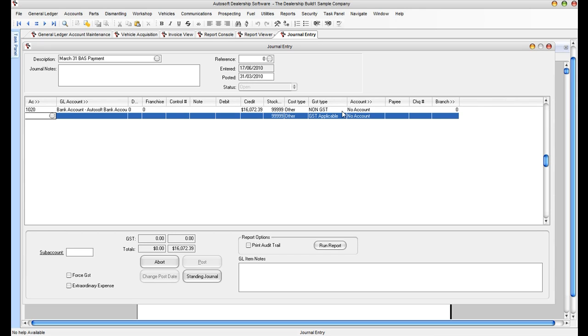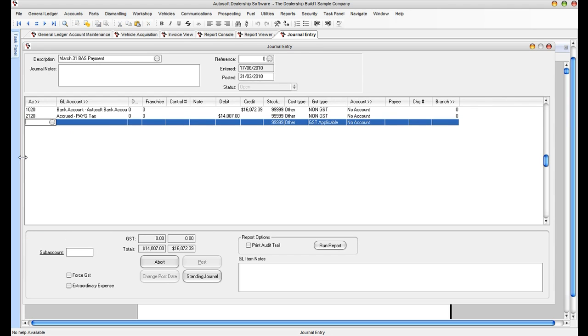Then on the PAYG payable account, which was 2120 if I recall correctly, I want to reduce that. So that's a credit balance at the moment. It's a payable in the system. So I'm going to debit that for the $14,007, leaving those non-GST as well.